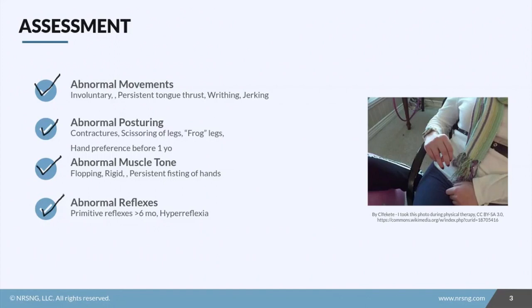Now, like I said, most of these are going to present in that first year of life as some sort of abnormal motor development. So if you need a refresher on what is considered normal or how you might do a developmental assessment on an infant, check out the infant growth and development lesson because it's going to give you all of that information.